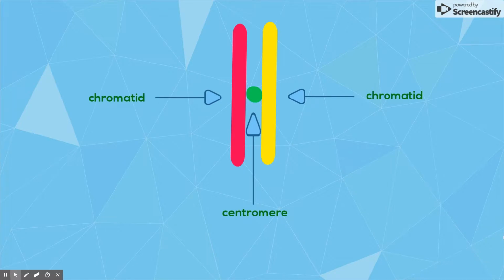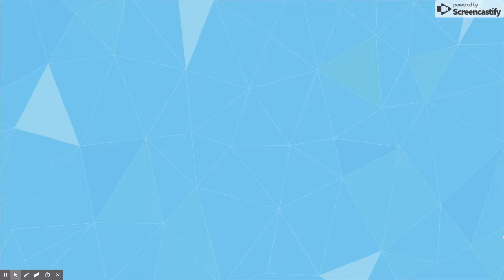Sister chromatids are 2 identical copies of a single replicated chromosome that are connected by a centromere. So 2 sister chromatids attached by a centromere are considered one chromosome.